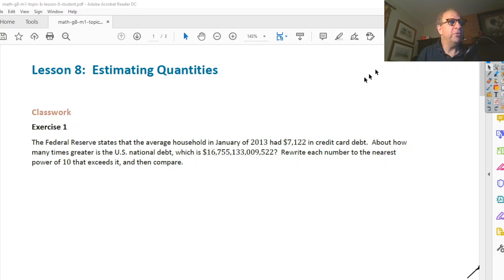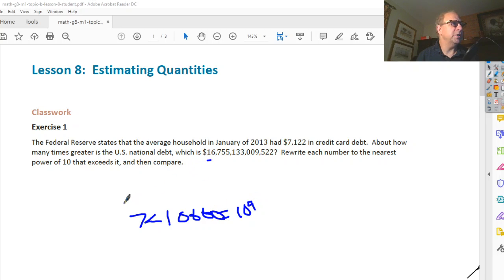We are just going to estimate using scientific notation because we cannot do it in a calculator. My calculator doesn't have enough numbers. So I'm going to put 7,000 into scientific notation. 7,000 is just a little bit less than 10,000, so that would be 10 to the fourth.